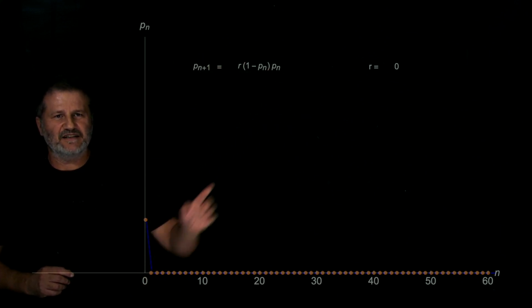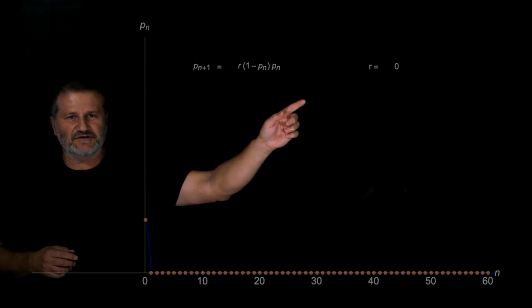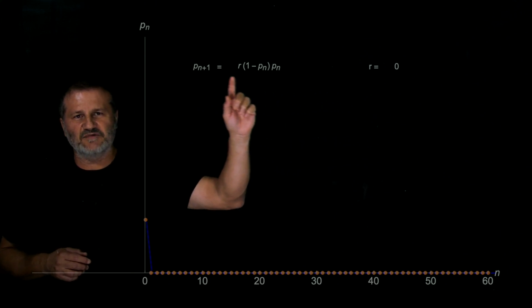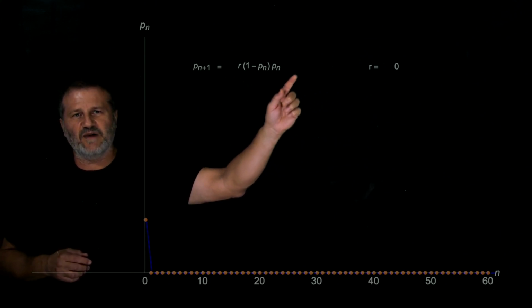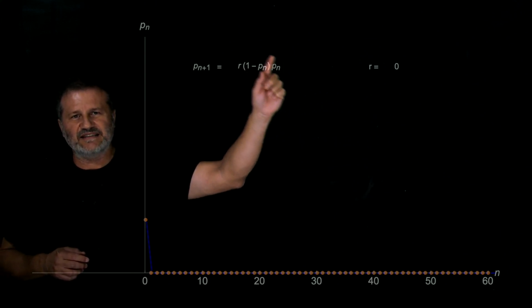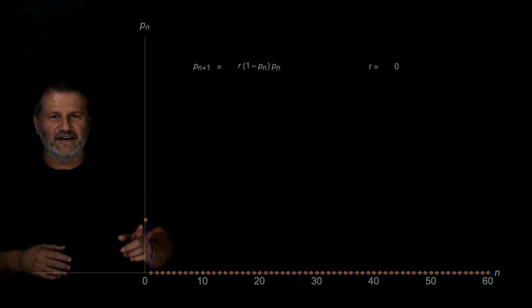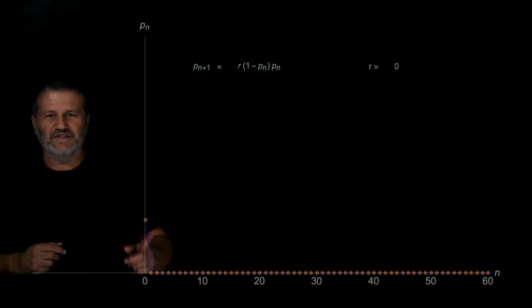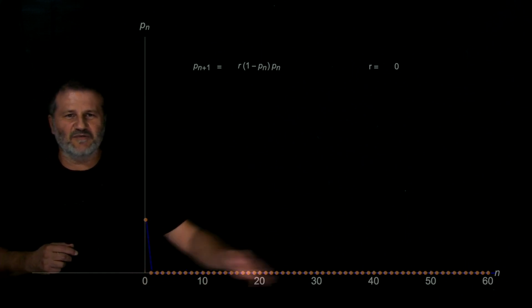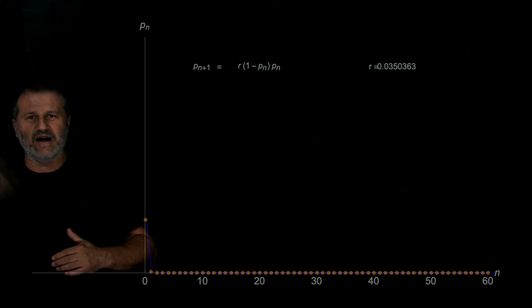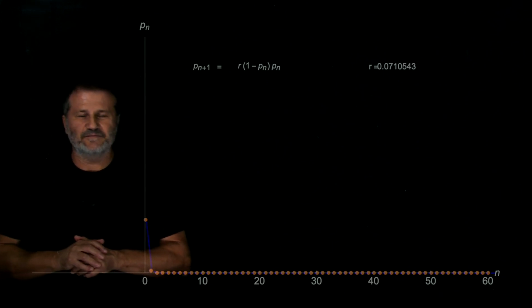In particular, in this figure, we are treating the case r equals 0, which is particularly simple because when r is 0, the right-hand side here is 0, so P_{n+1} is 0 for every n. So apart from the first element of the sequence that could be positive, the population is equal to 0 from time 1 to infinity, we may say.